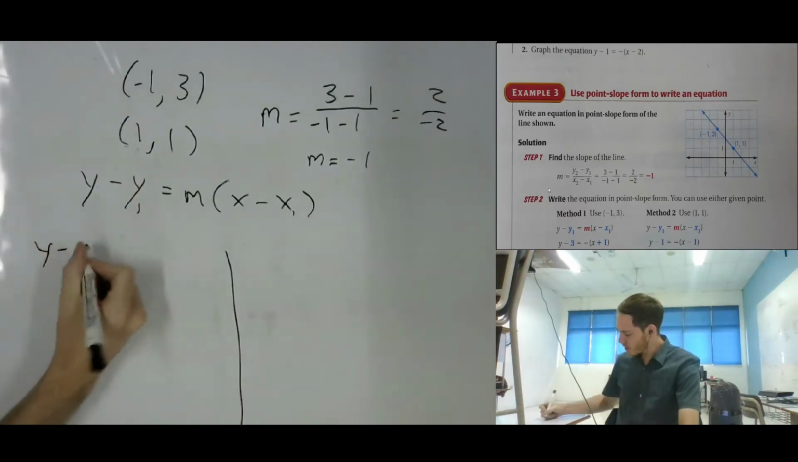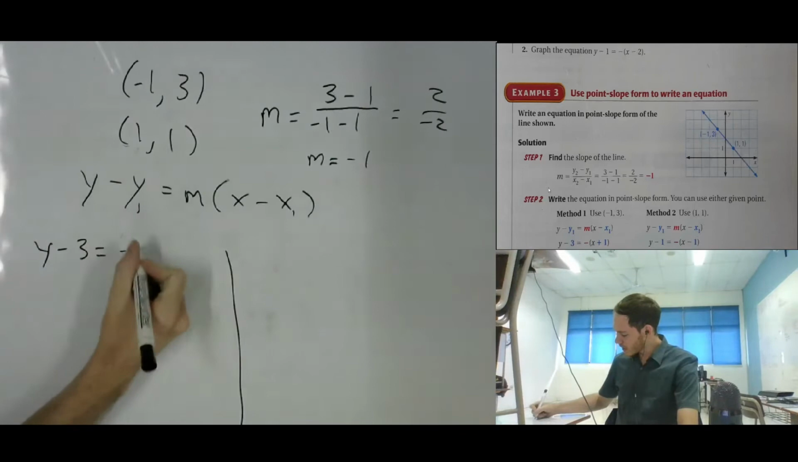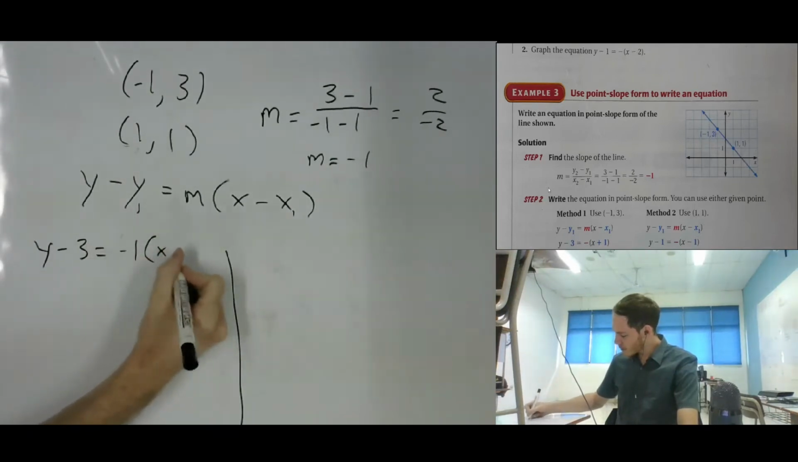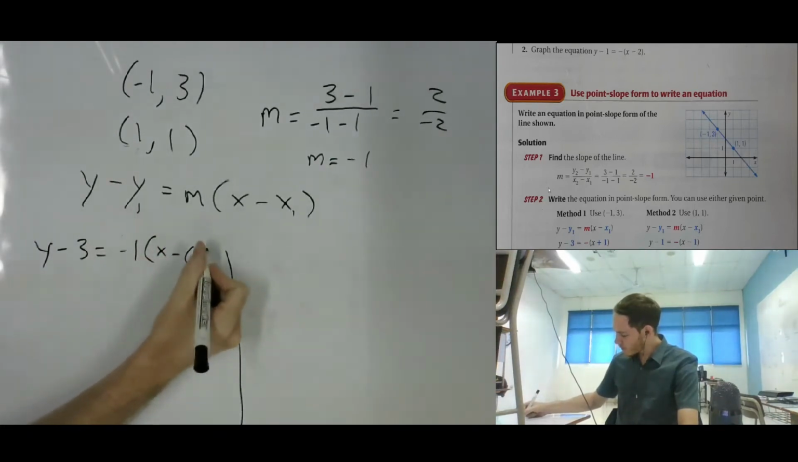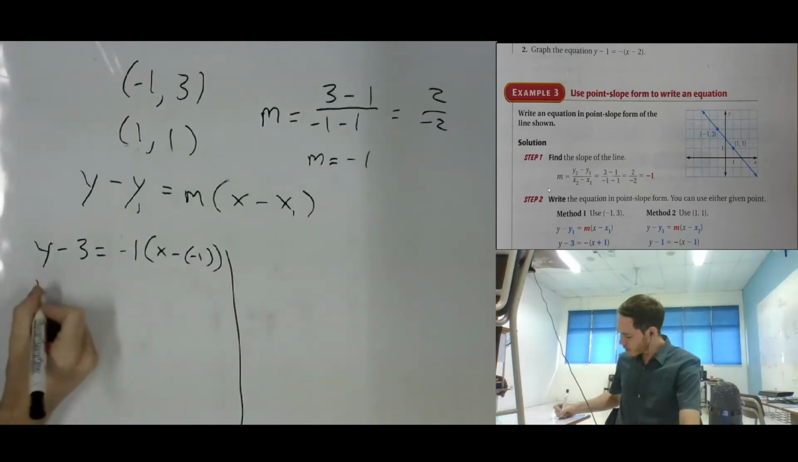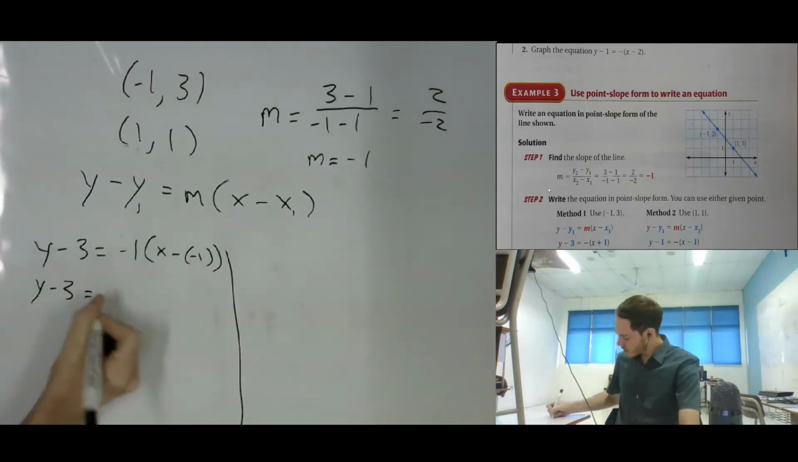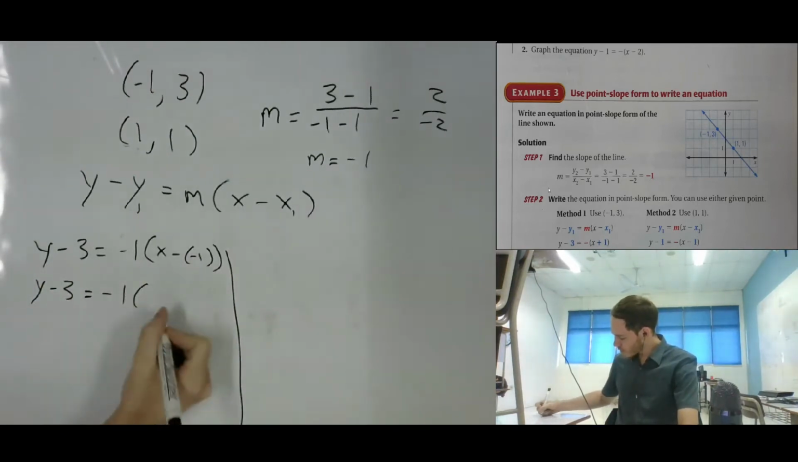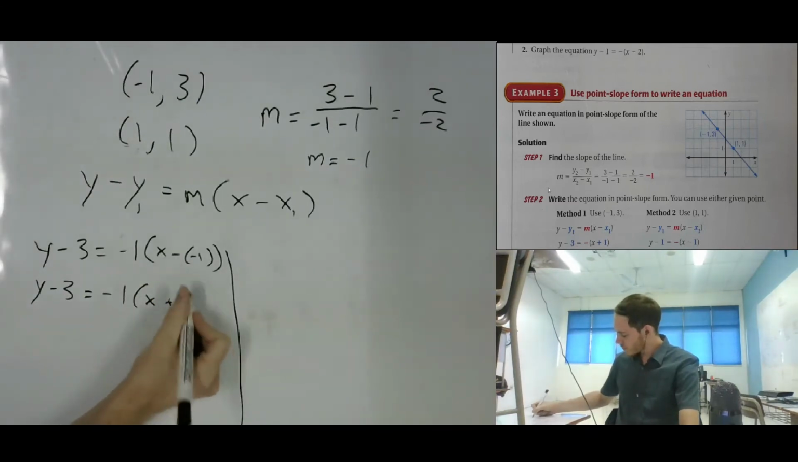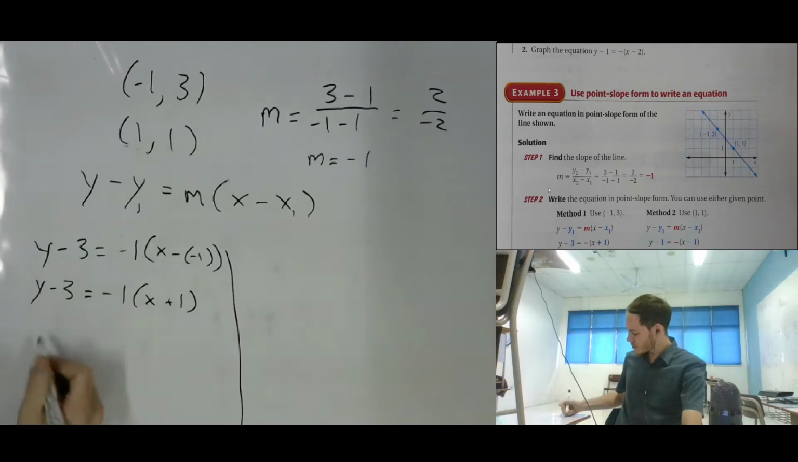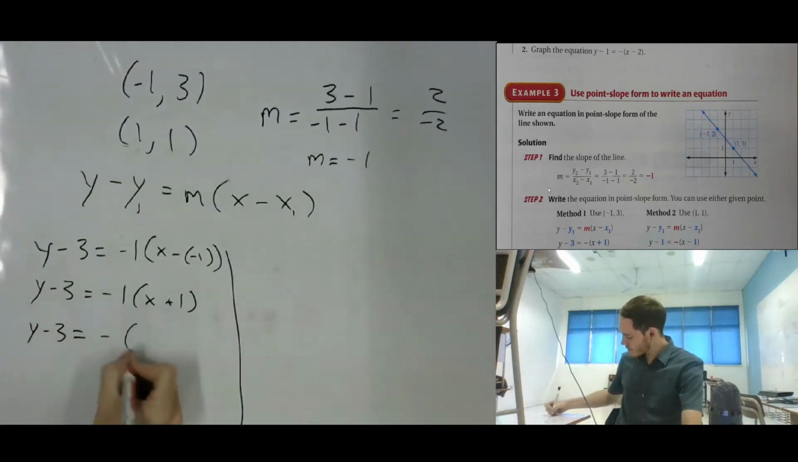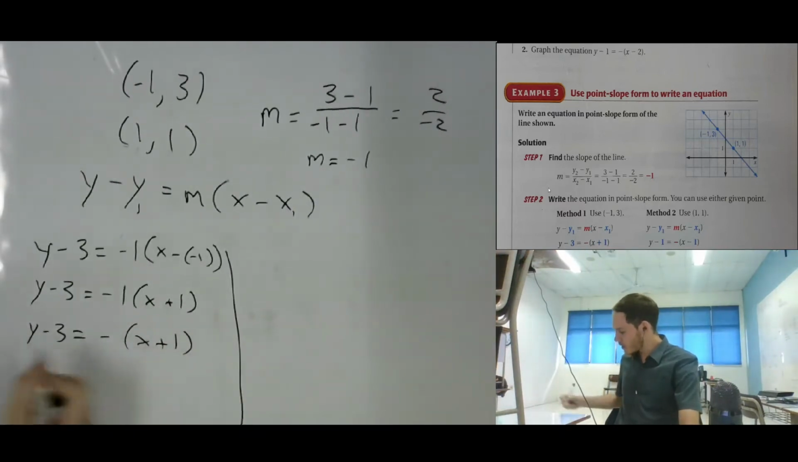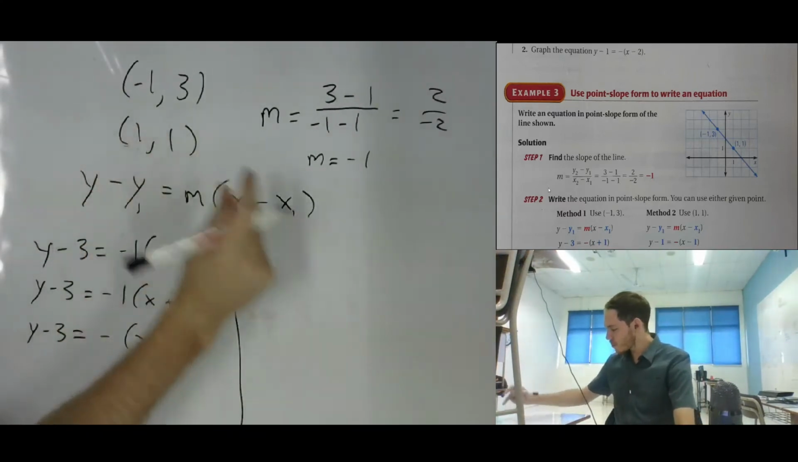So we get y minus 3 equals -1, x minus -1. So we get y minus 3 equals -1, x plus 1. And then this just becomes a negative. You don't have to have the -1. So negative x plus 1. Okay, that's 1. And then what if I chose this point?